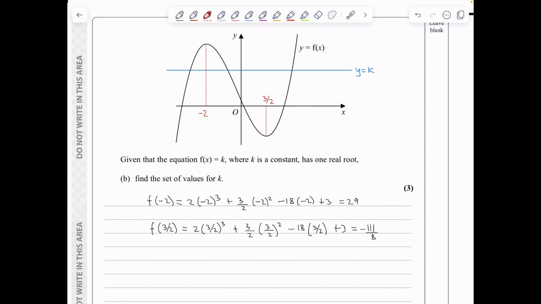So we can see that the maximum point has a y coordinate of 29, whereas the minimum point has a y coordinate of minus 111 over 8, and therefore we conclude that k has to be greater than 29 or k must be less than minus 111 over 8 for f of x is k to have a single real root.